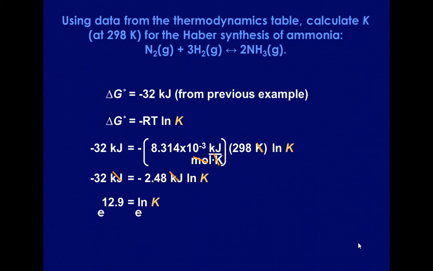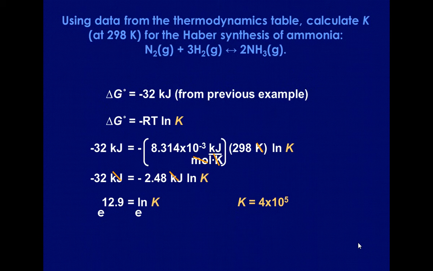So E to the 12.9 is going to equal E to the natural log of K. The E and the natural log will cancel out. So whatever the value is of K in terms of E to the 12.9 will be my final answer. And I got 4 times 10 to the fifth.